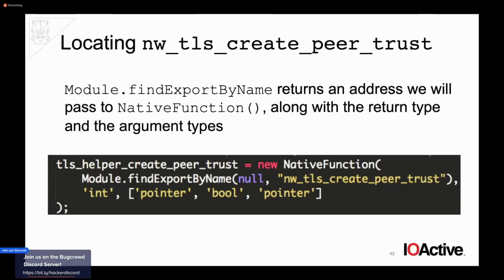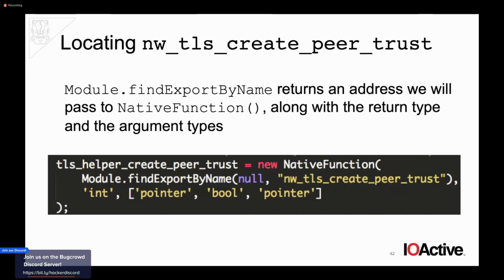So this little snippet of code below is just us creating a variable called tls_helper_create_peer_trust, and we're using that to create a new NativeFunction. And the first argument to that NativeFunction is going to be the address of the function. So we're using Module.findExportByName to find that address. And all we have to do is tell it the name of the function we want to find. And in this case, the name of the function is pretty unique. I'm not worried about it being found in multiple places.